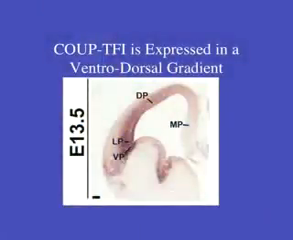So in summary, COOP-TF1 is expressed high ventrally and low dorsally, as well as high caudally and low rostrally. But this ventral to dorsal gradient is nicely correlated with the normal maturational gradient within the cortex. We make more neurons ventrally early than dorsally. And I showed you pretty convincing evidence that if you increase COOP-TF1, you make more neurons.